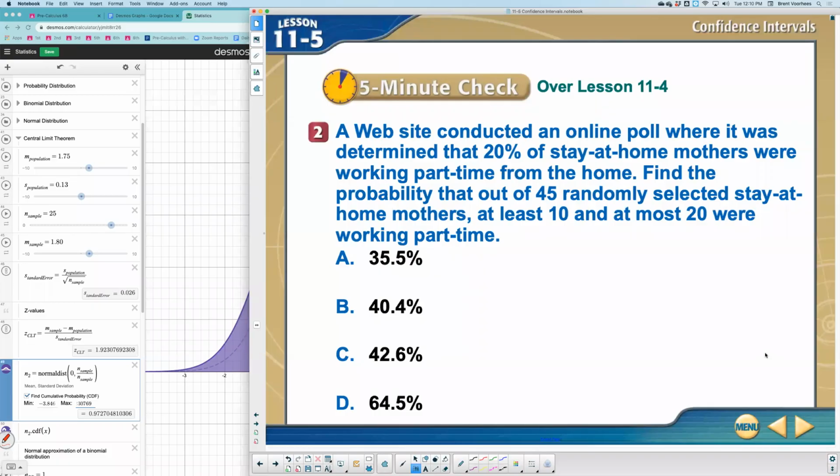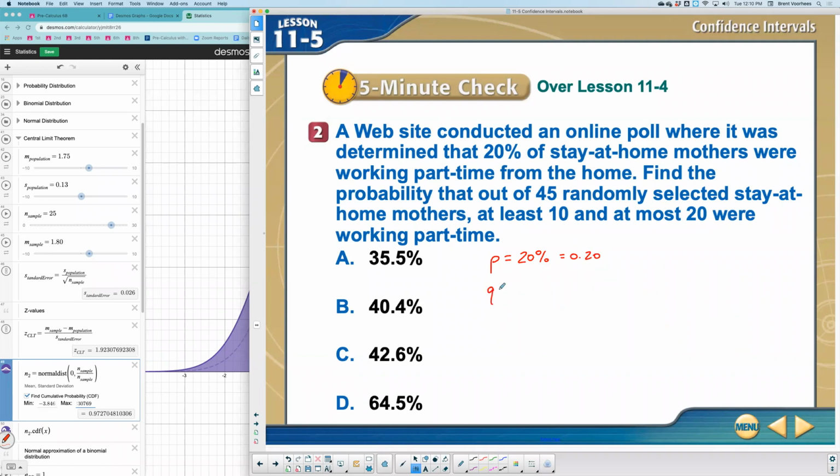Number two, a website conducted an online poll where it was determined that 20% of stay-at-home mothers were working part-time from home. Find the probability that out of 45 randomly selected stay-at-home mothers, at least 10 and at most 20 were working part-time. A couple things about this: one, this must be binomial because there are two options. 20% working part-time, which I could just say 0.2, but I'll leave it as 0.20.